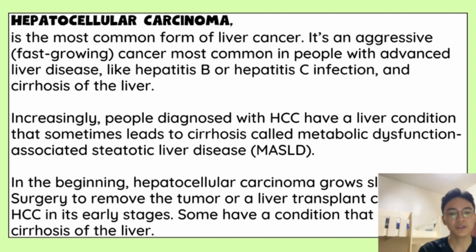Increasingly, people diagnosed with HCC have a liver condition that sometimes leads to cirrhosis, called metabolic dysfunction associated steatotic liver disease, or MASLD. In the beginning, HCC grows slowly, and one of the ways to remove HCC is surgery to remove the tumor or a liver transplant that can treat HCC in the early stages. Some have a condition that can lead to cirrhosis of the liver.